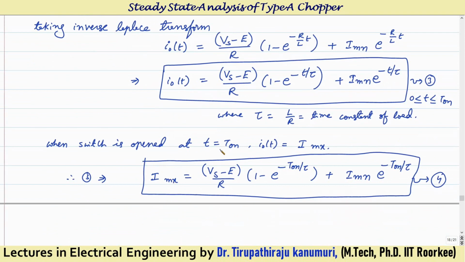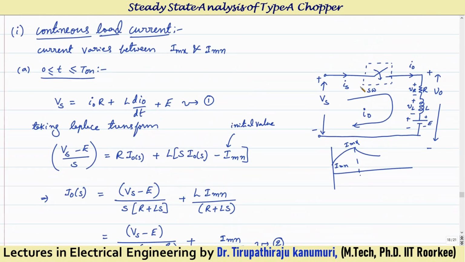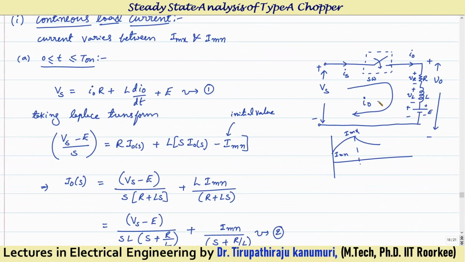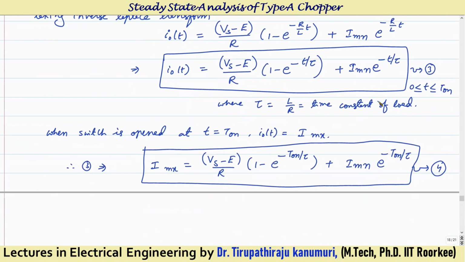When the switch is opened at t is equal to Ton, by the time the current reached the maximum value, so we can tell that I0 of t is equal to I maximum value. Up to here for continuous and discontinuous conduction, equation will be same. Only substituting this minimum value is equal to 0 for discontinuous conduction. Because for discontinuous conduction, you have seen the waveform. It is starting from 0 reaching up to maximum value, again reaching 0 before the time T.